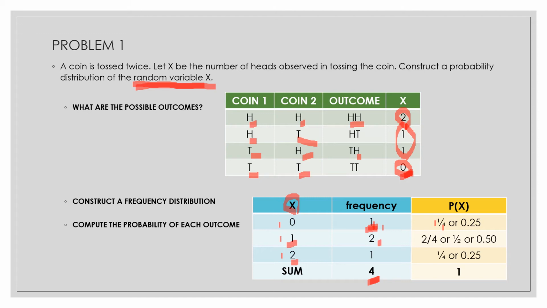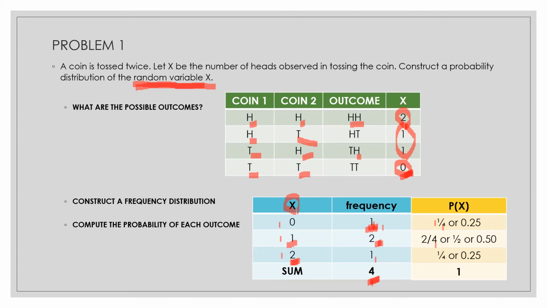Next, P of 1, the probability that x is equal to 1 is 2 over 4. Again, saan ang galing? Itong frequency niya, which is 2, divided by the sum, which is 4. So 2 over 4 or 1/2 or 0.50. Same lang mga yan. And then finally, the P of 2 is also 1 frequency. So 1 divided by 4, which is the sum. So we got there 0.25.